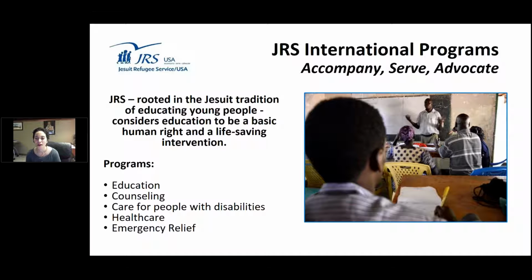This is actually a picture from a program that we run in Chad, a country that hosts about 400,000 refugees, primarily from the Darfur region of Sudan. It's actually our biggest education program in the world. But as many of you know, if you're from a Jesuit school, JRS, like other Jesuit institutions, is rooted in the Jesuit tradition of educating young people. So we really consider education to be both a basic human right and a life-saving intervention.